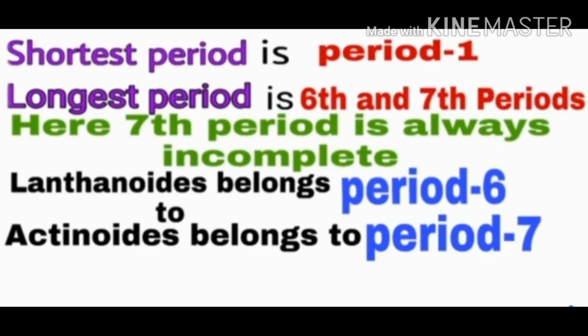The shortest period is which period, students? Period 1 is the shortest period. The longest period is the 6th period. The 7th period is always incomplete.